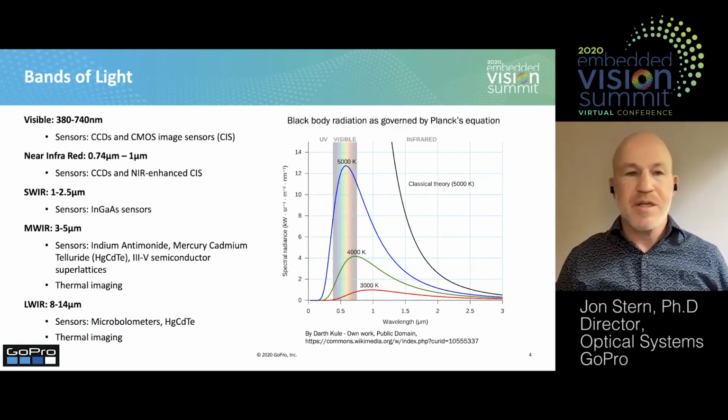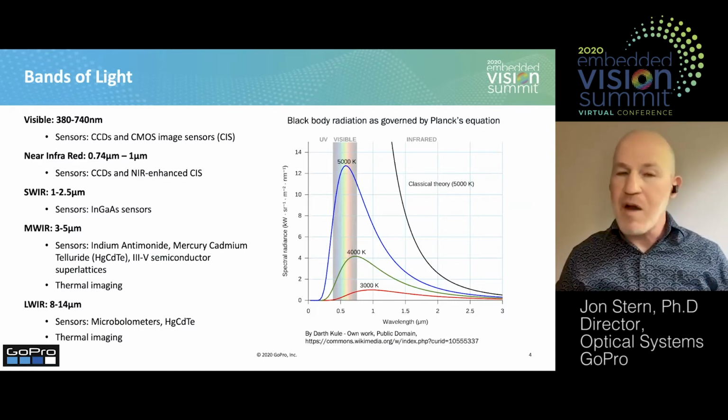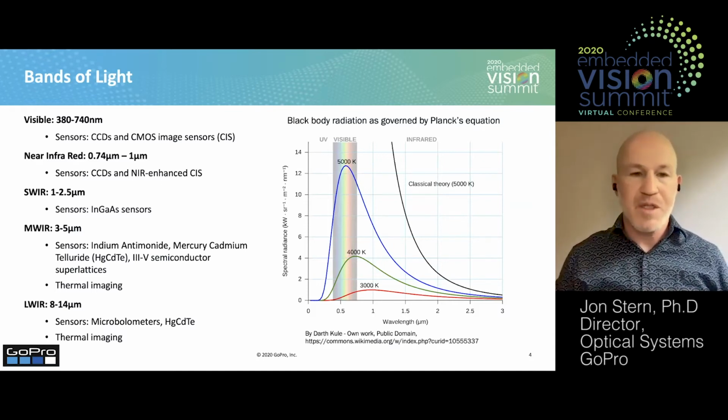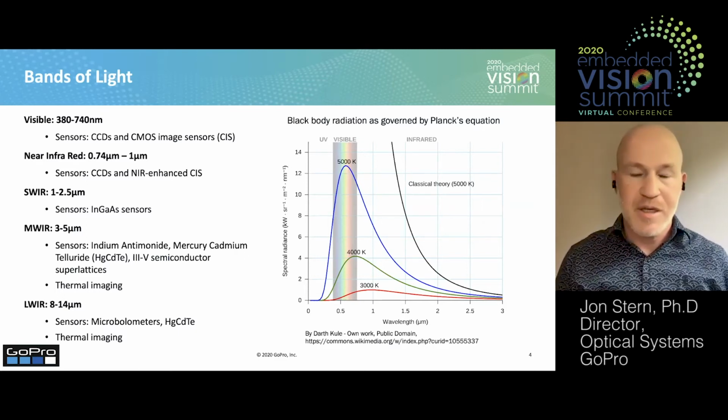Visible, as mentioned, 380 to 740 nanometers. There, we can use CCDs and increasingly CMOS image sensors, CIS. Moving out beyond the human visual response from 0.74 micron to 1 micron, we can continue to use CCDs and, in particular, near-IR enhanced CIS.